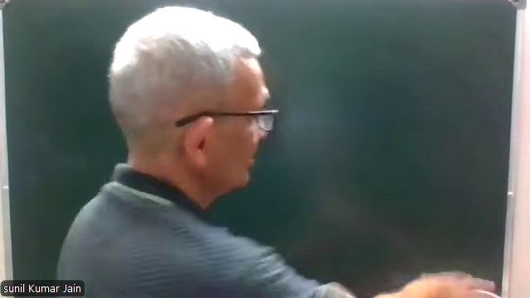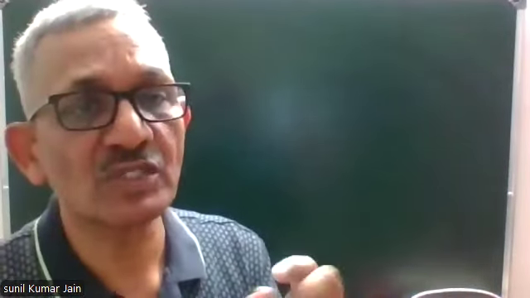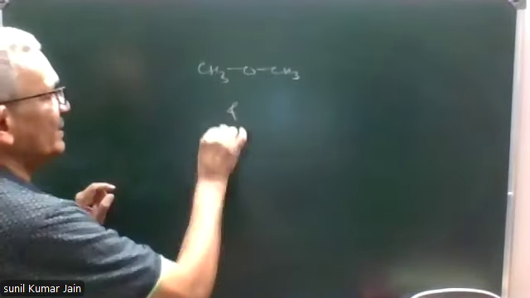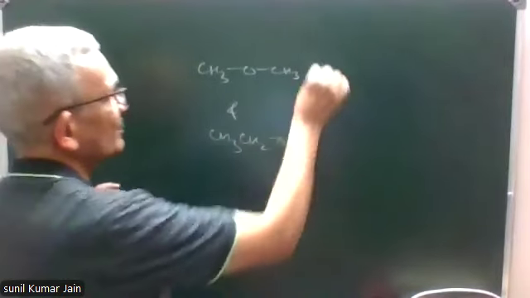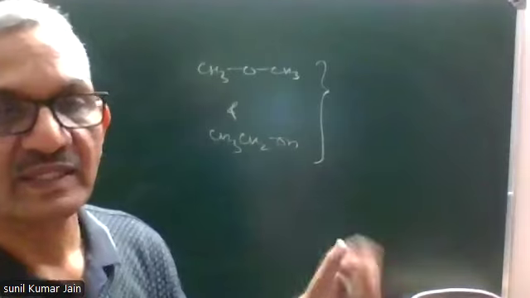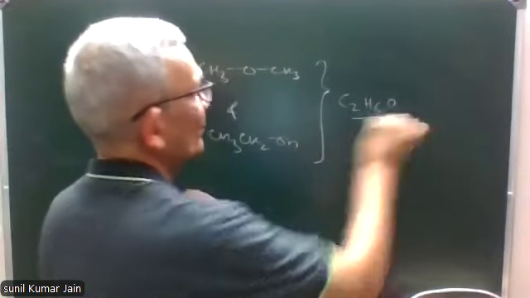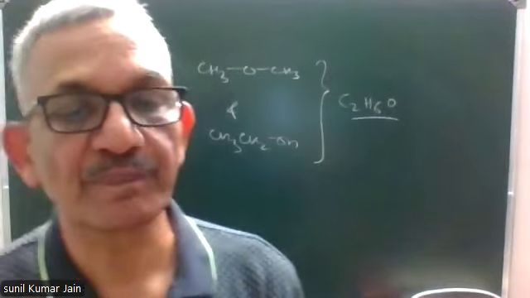Ethers and alcohols are functional isomers of each other. Obviously, functional isomers means functional groups should be different, right? For example, CH3OCH3 and CH3CH2OH. One is ether, the other is alcohol, and both have the same molecular formula. It is C2H6O. Same formula, different functional groups.